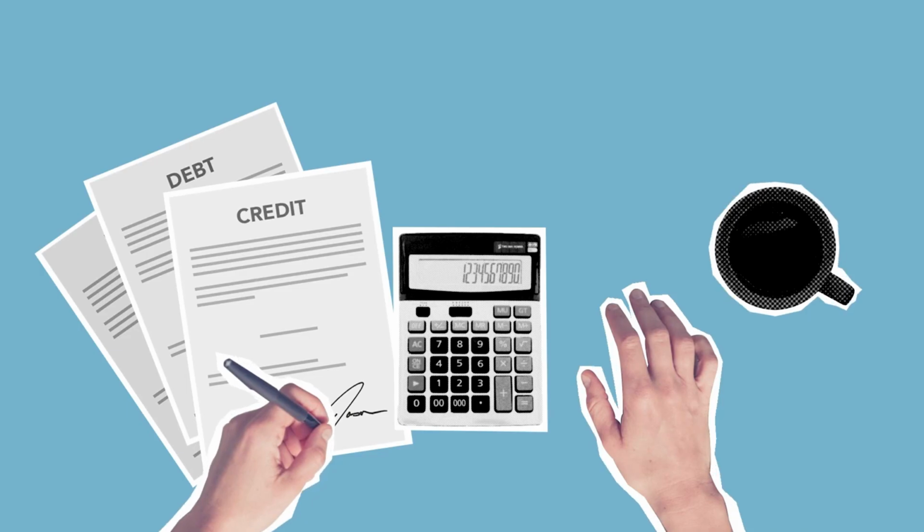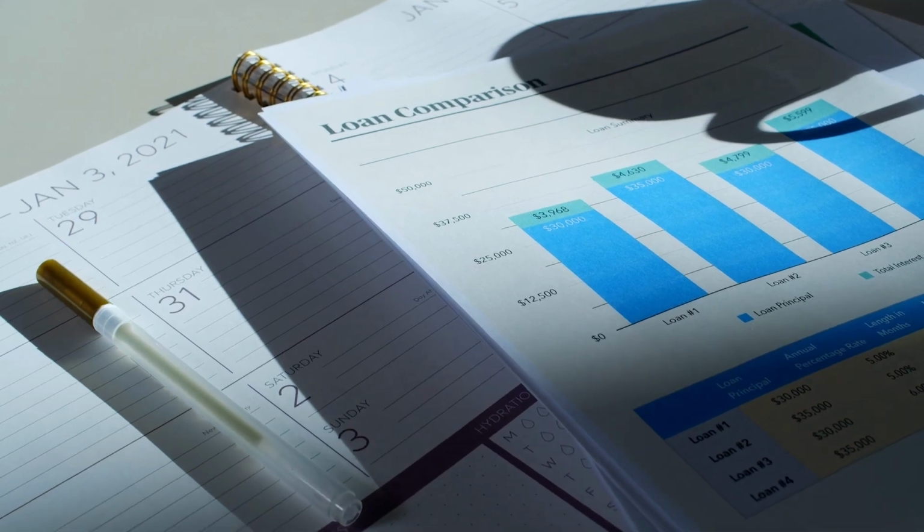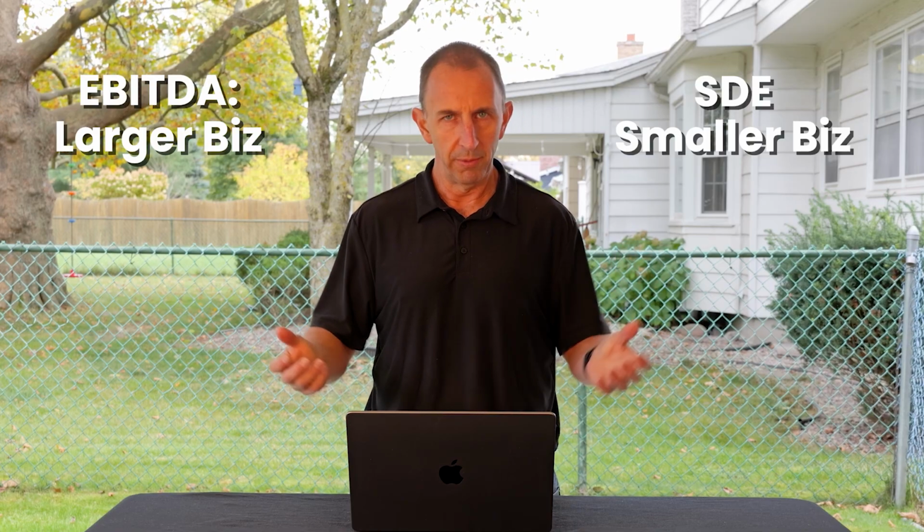So when you're buying the business, you're going to start fresh with none of that stuff on your expense sheet until you take out your loans or buy heavy equipment or goodwill or other stuff that needs to be depreciated and amortized. EBITDA for larger businesses, SDE for smaller businesses.